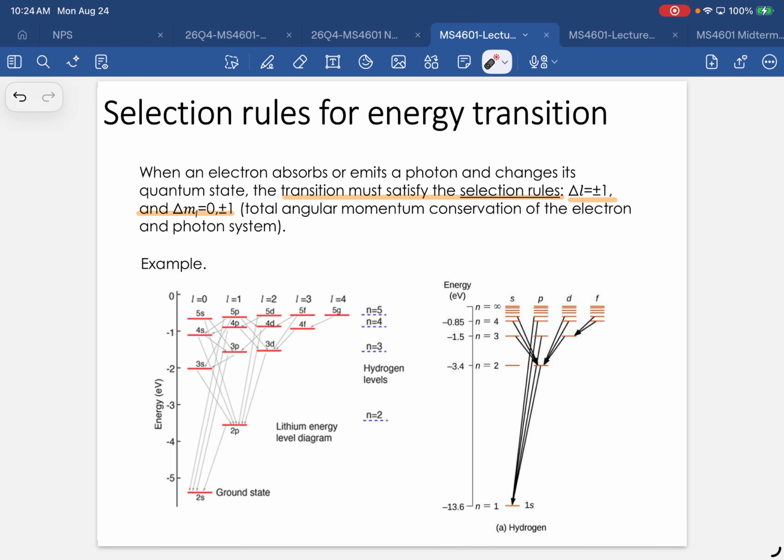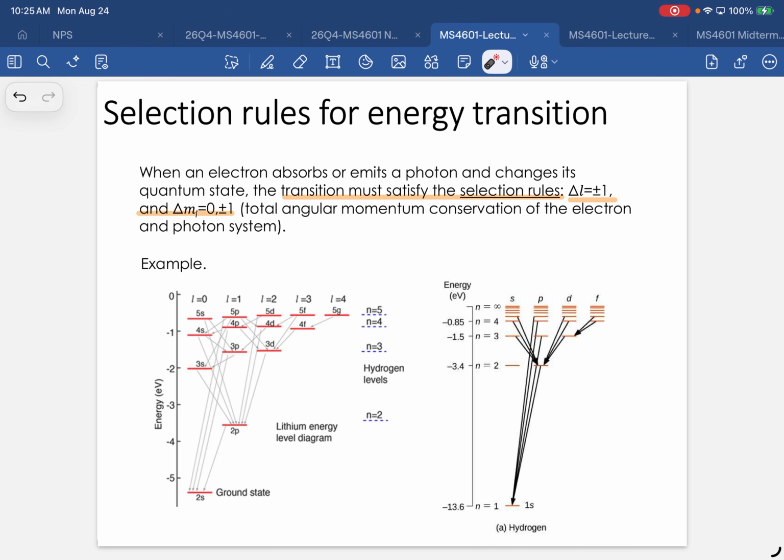But, for example, an electron cannot go from here to here, okay? Because delta L is 2. So there is a certain selection rule that you need to follow to make an energy transition. But as long as you follow that, the electron can jump from one state to another freely. Okay?